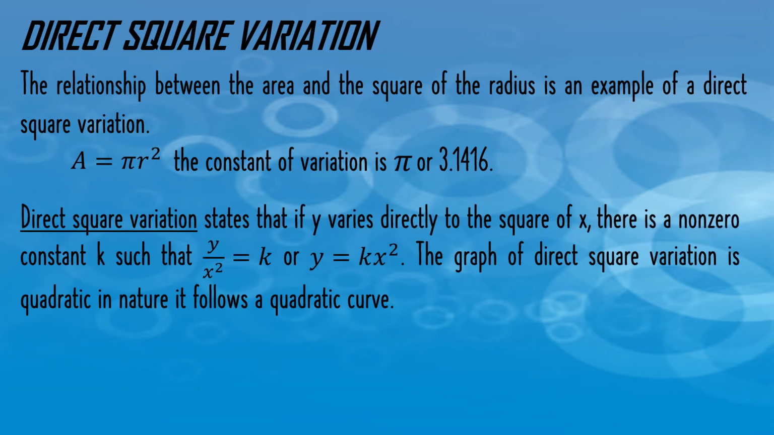Direct square variation states that if y varies directly to the square of x, there is a non-zero constant k such that y over x squared equals k or y equals kx squared. The graph of direct square variation is quadratic. In nature, it follows a quadratic curve.